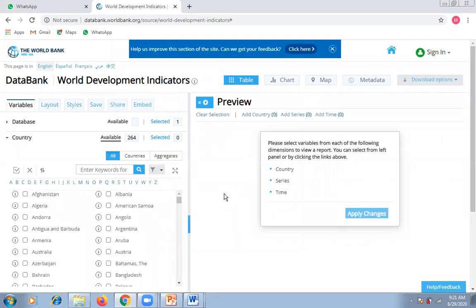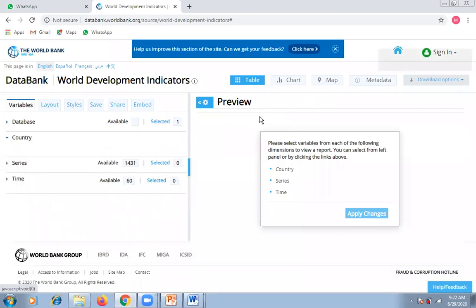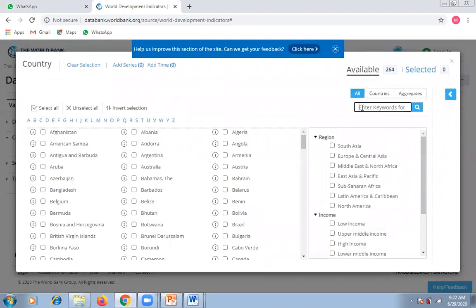Now you can see the preview here. First add country, please follow here. Second add series. Third option add time. You first have to select these three options. First, add country. Now I'm going to add country. You can take Pakistan.